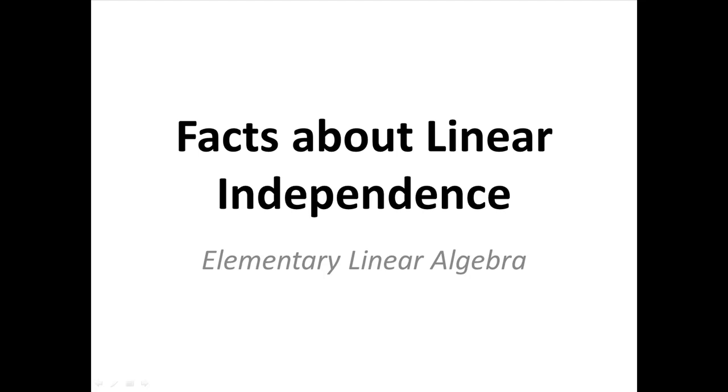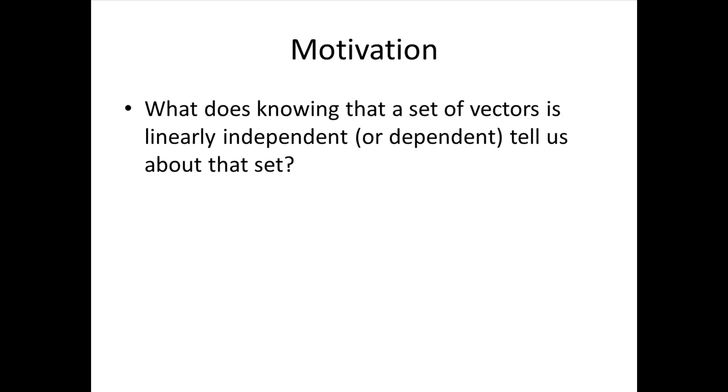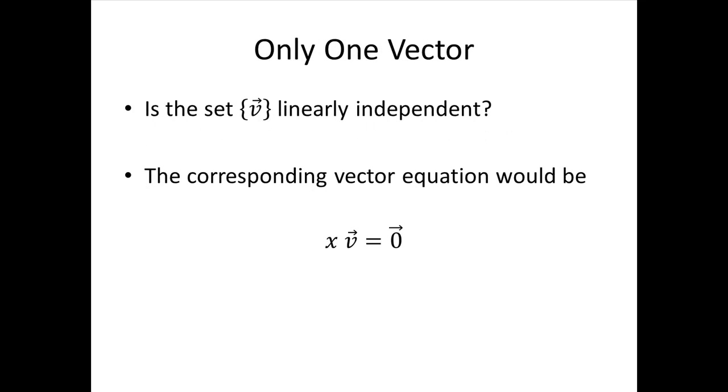In this video, we'll discuss some facts about linear independence. Let's remember the definition of linear independence. A set of vectors is linearly independent if the vector equation x1 times v1 plus x2 times v2 and so on equals 0 has only the trivial solution. So what does knowing that a set of vectors is linearly independent, or dependent, tell us about that set?